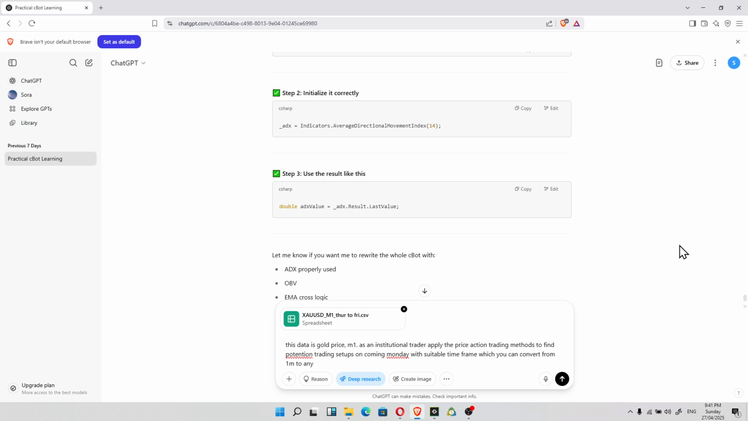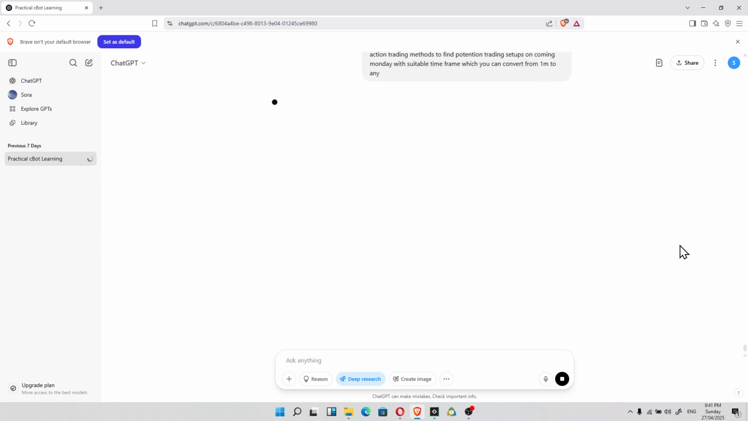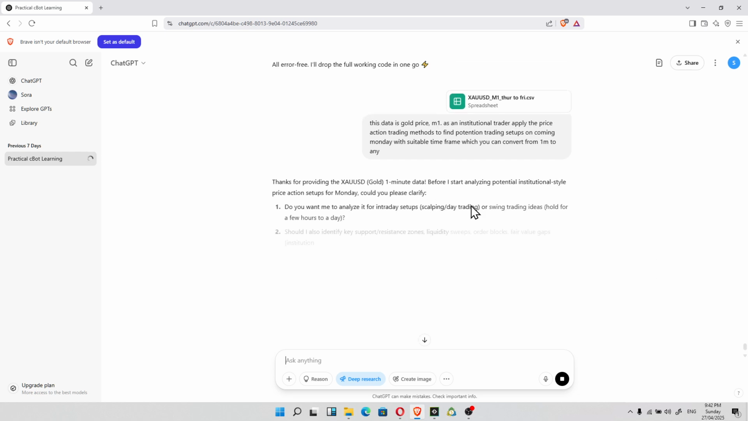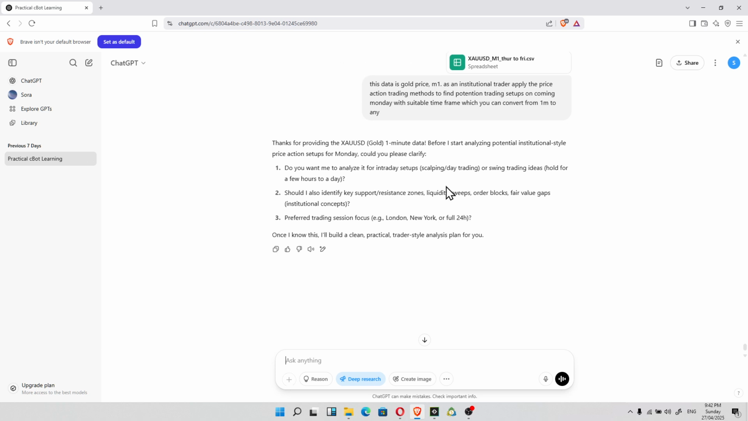So guys, let's get back. Here we have ChatGPT working again. We have given it some prompts and it's analyzing. It asks, do you want to analyze for intraday setups? We want intraday setups.